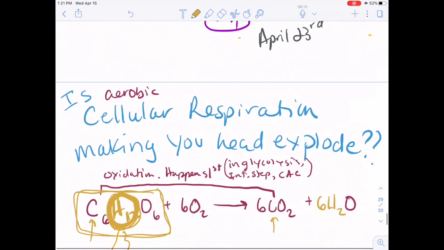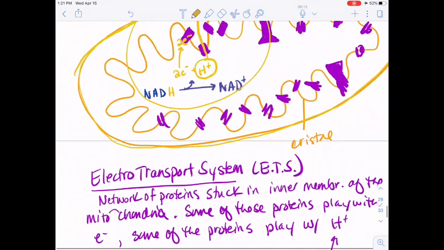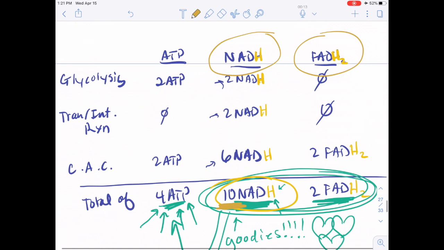Let's come back up here. I'm just going to scroll back. Here we go. This is where we added up all the ATP, NADH, and FADH2 from glycolysis, from the transition or intermediate reaction, and from the citric acid cycle. We found that we got 4 ATP total, which is diddly squat.